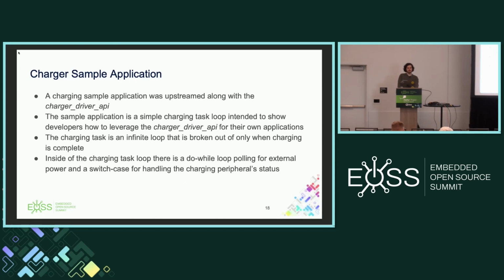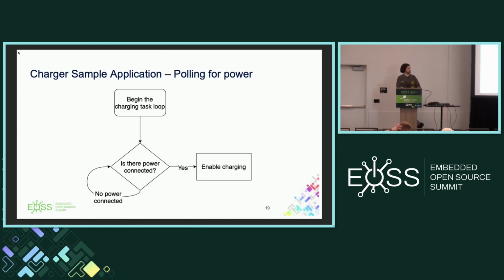And the sample application is just a simple charging task loop that's intended to show system integrators and developers how to leverage the charger driver API for their own applications. The charging task is an infinite loop that's broken out of only when the charging cycle is complete. Inside of that task loop, there's a do-while loop that's just going to poll for external power and a switch case for handling the charging peripheral status. So I'm going to go through this, put up a flow chart, and then a code snippet showing how it's accomplished.